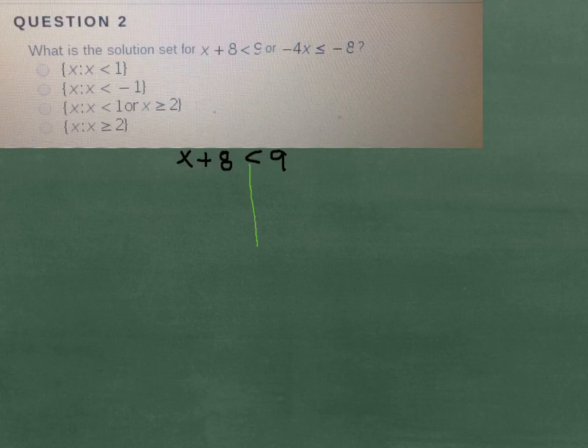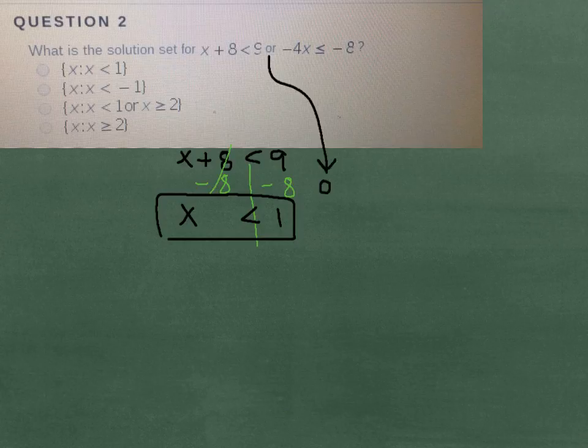How do you get rid of a plus 8? Well, you have to subtract 8. Whatever you do to one side, you have to do to the other side. So x is now alone. x is less than 9 take away 8 is 1. So this is one answer. Notice though that this is not it. You have the word or, and then you have another problem that you have to do.